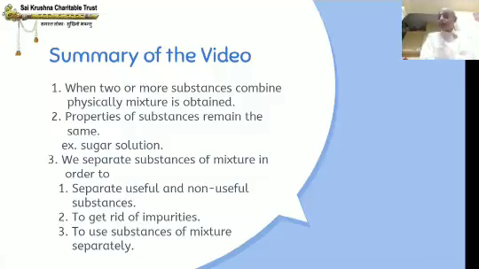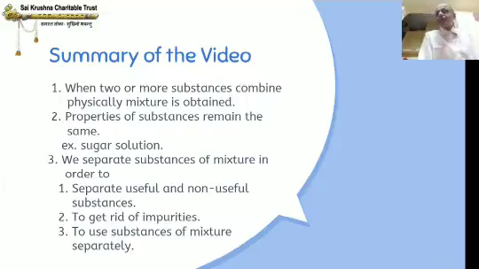Then third point, we separate substances of mixtures in order to what? In order to have only useful things and remove all the unwanted or waste matter contained in a mixture. Second one, to get rid of all the impurities, that is waste matter. Then third is to use substances of a mixture separately.